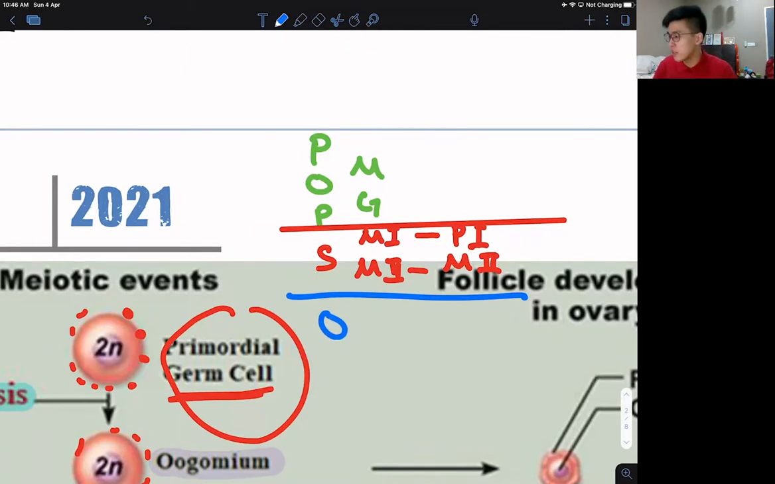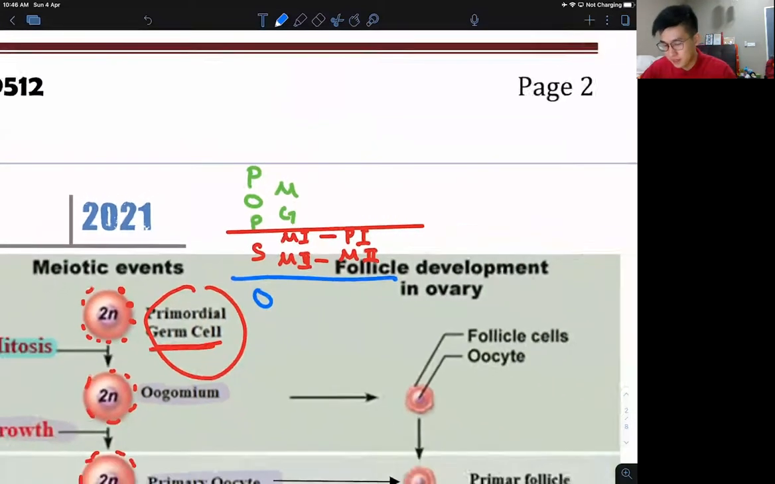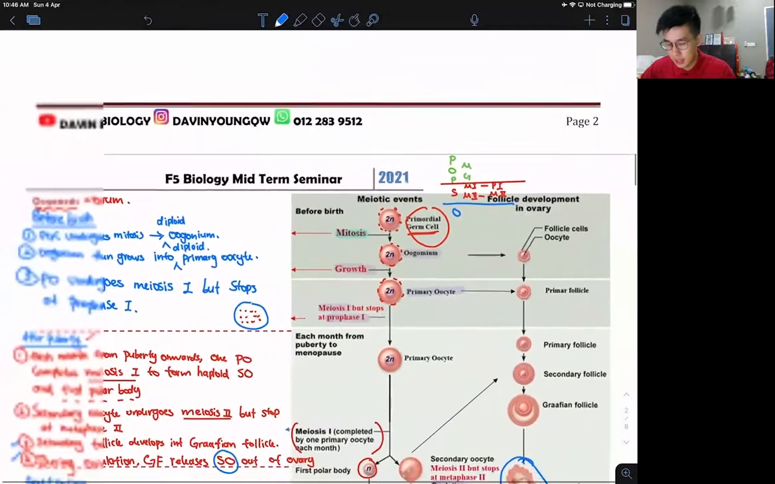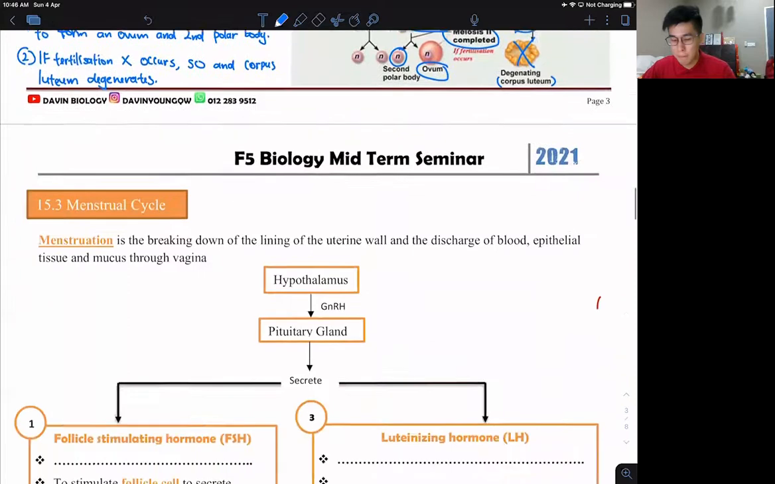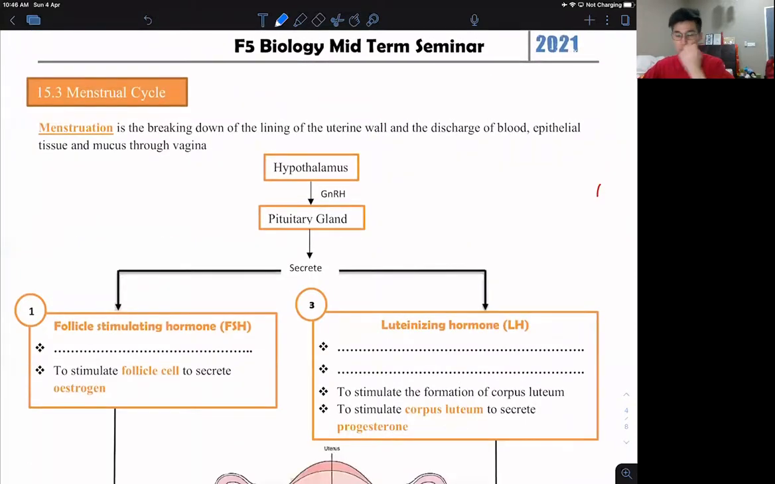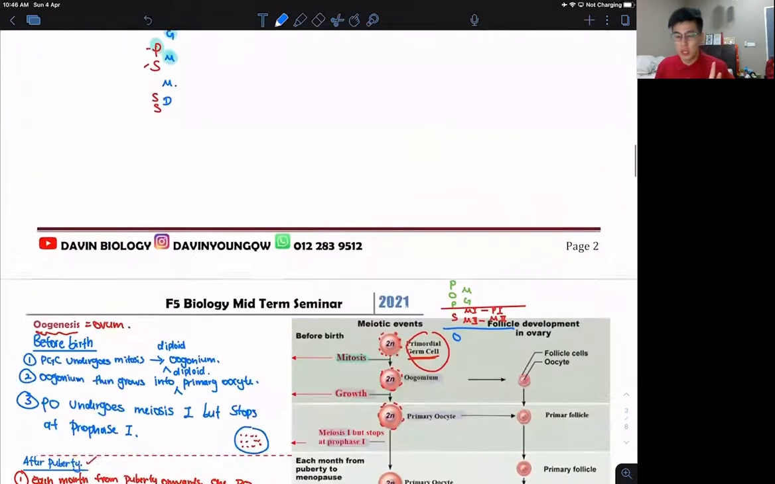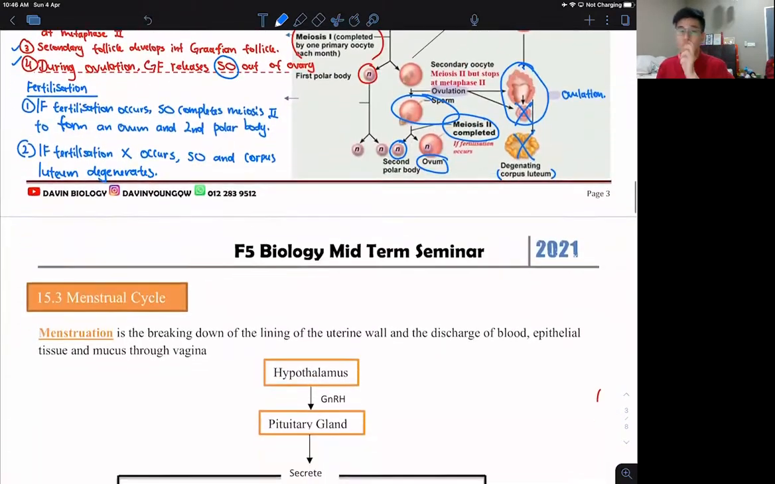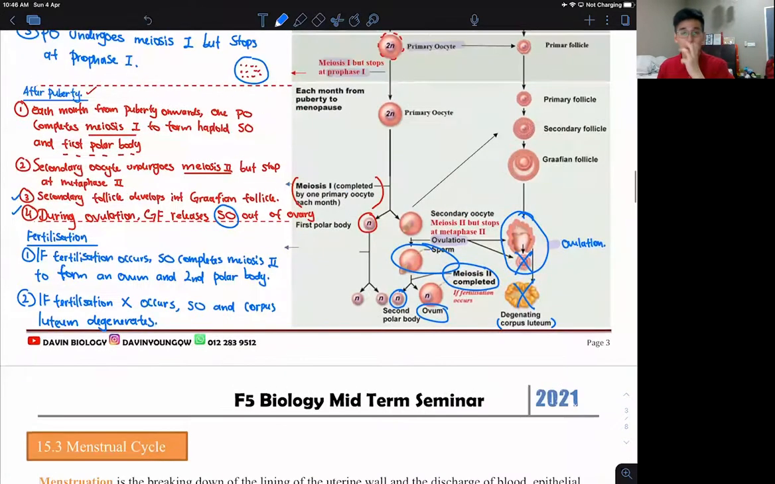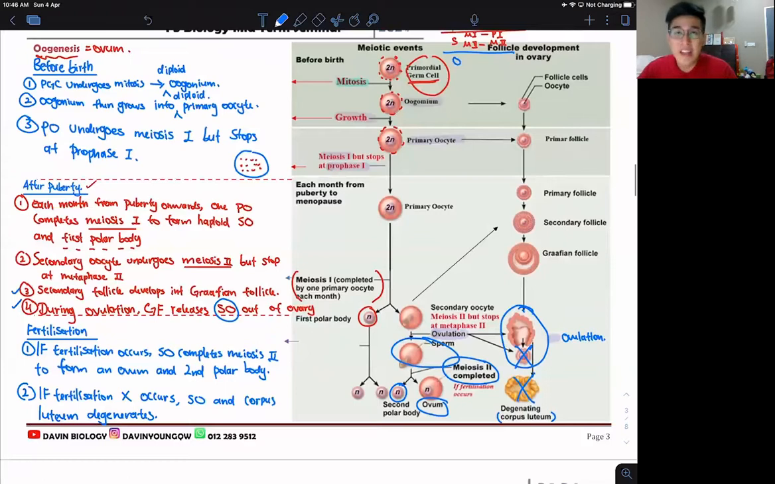Okay, if you understand already, I think we can do a little bit of questions first before we go to the next part, the menstrual cycle. My aim today is to do spermatogenesis, oogenesis, and also the menstrual cycle. If we have extra time, then of course we can try to do more. Can anyone has any questions so far? Make sure you write this down already.